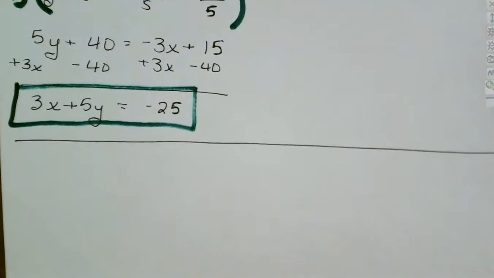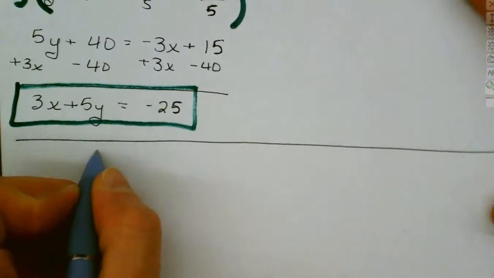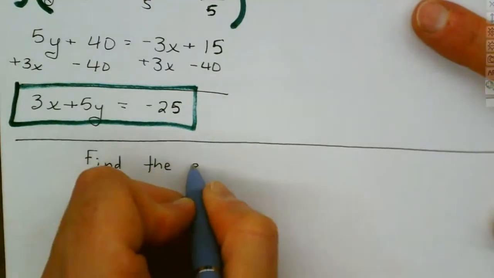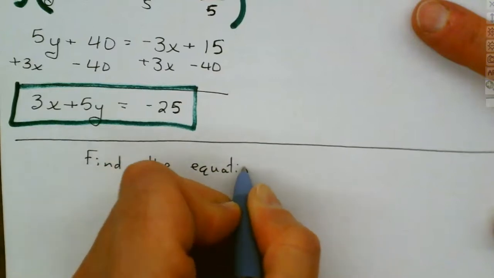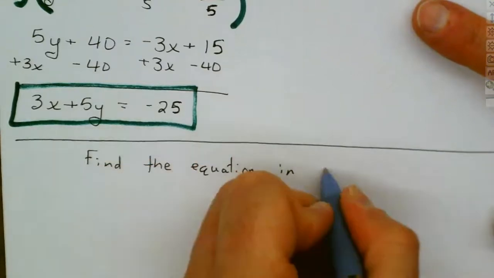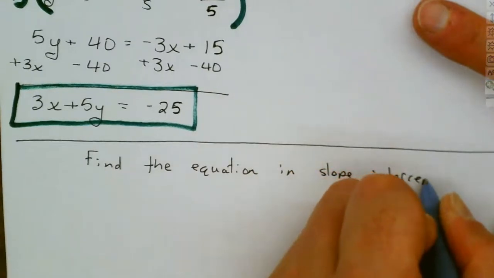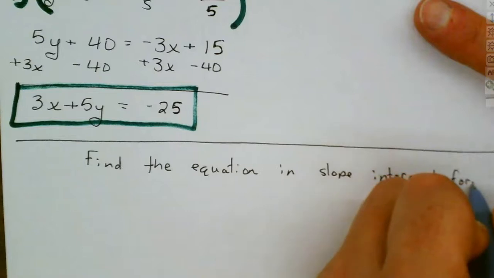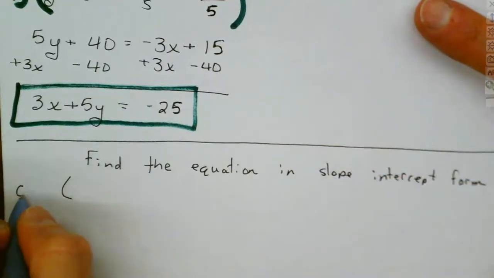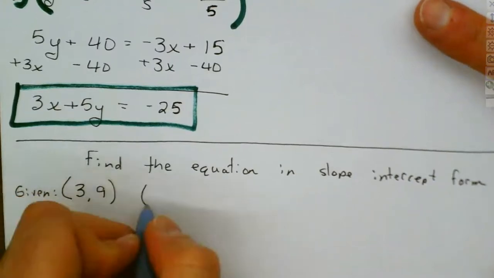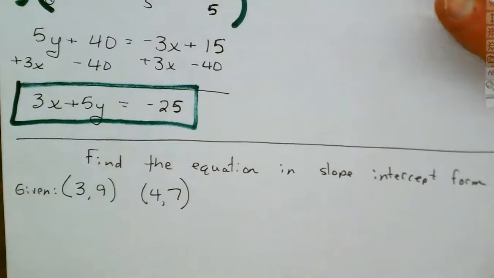Let's do another one. This one's going to have 2 points. So let's, on this one, find the equation in slope-intercept form. And you're going to be given 2 points. How about 3, 9, and 4, 7?